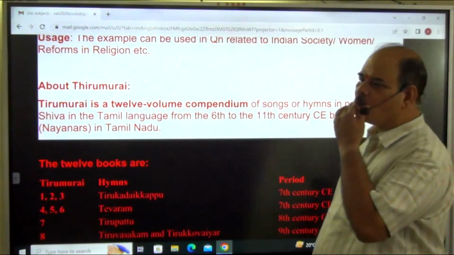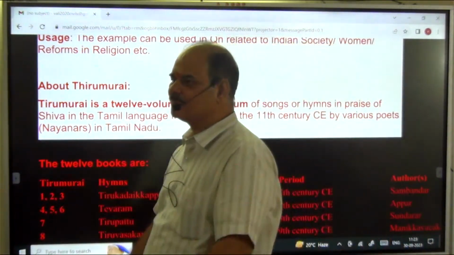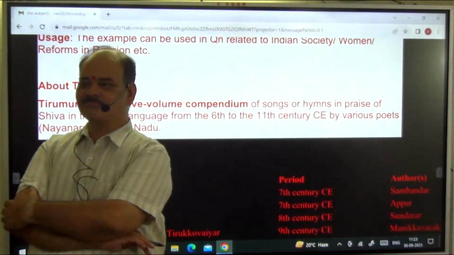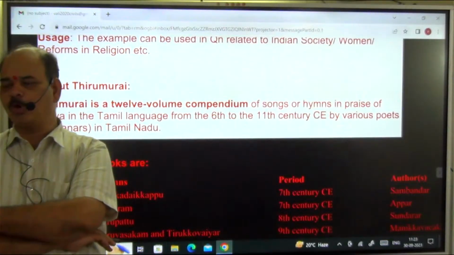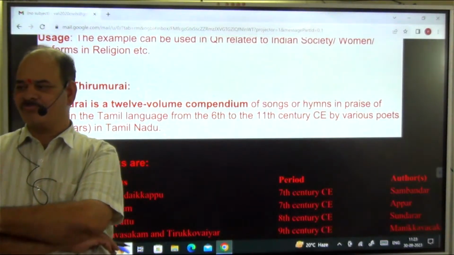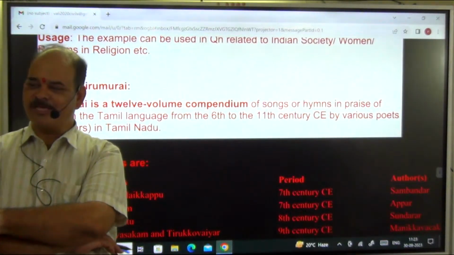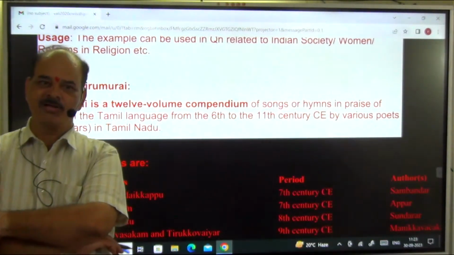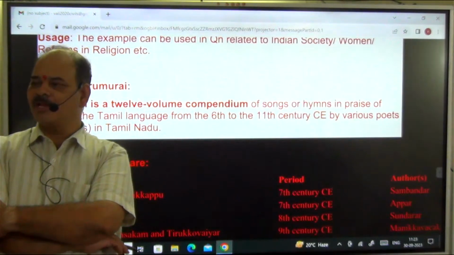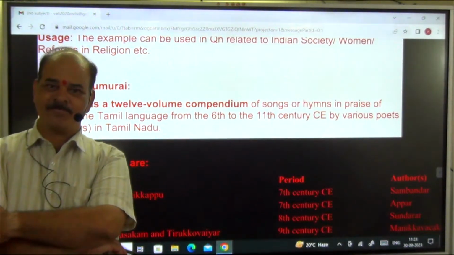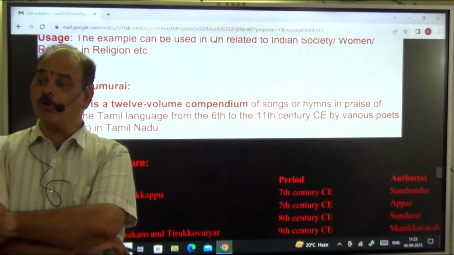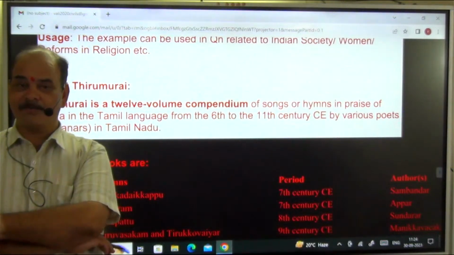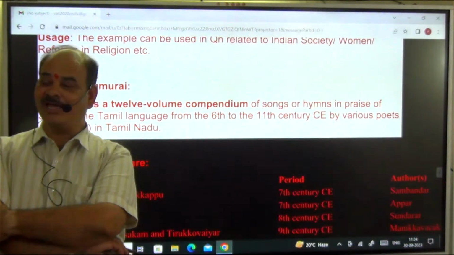And finally, who composed these 12 volumes into a single book? Which priest is responsible for compiling all these into a single volume? Anybody? And that priest was in the court of which popular king of Tamil Nadu?